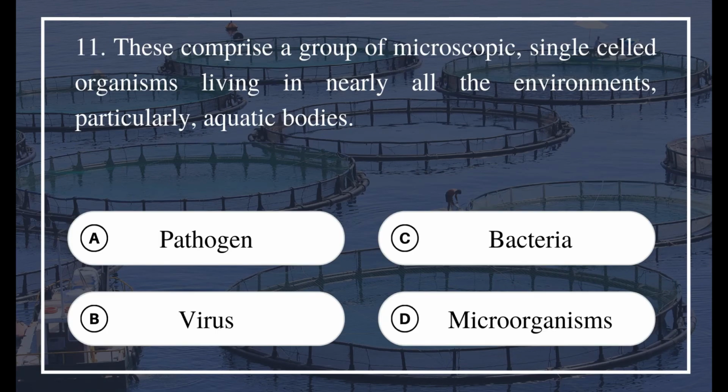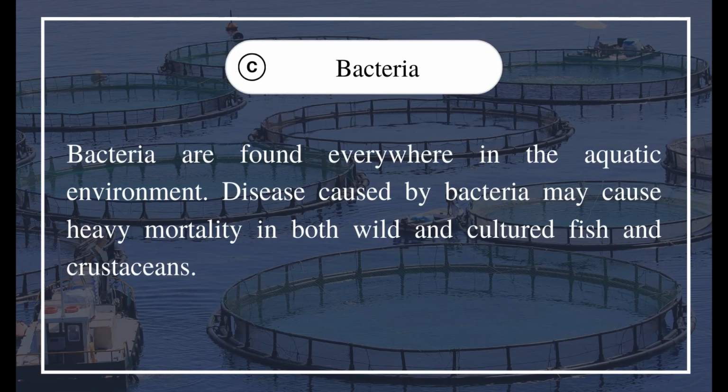11. These comprise a group of microscopic, single-celled organisms living in nearly all the environments, particularly aquatic bodies. A. Pathogen. B. Virus. C. Bacteria. D. Microorganisms. The answer is C. Bacteria. Bacteria are found everywhere in the aquatic environment. Disease caused by bacteria may cause heavy mortality in both wild and cultured fish and crustaceans.